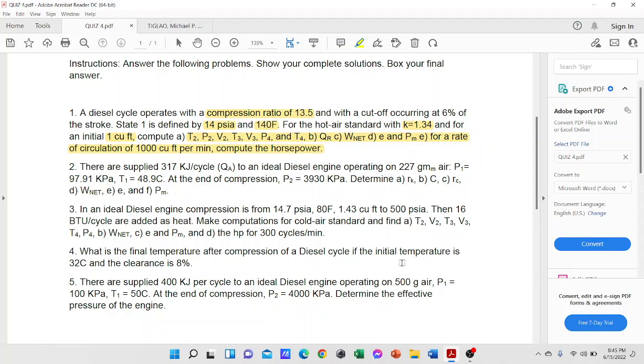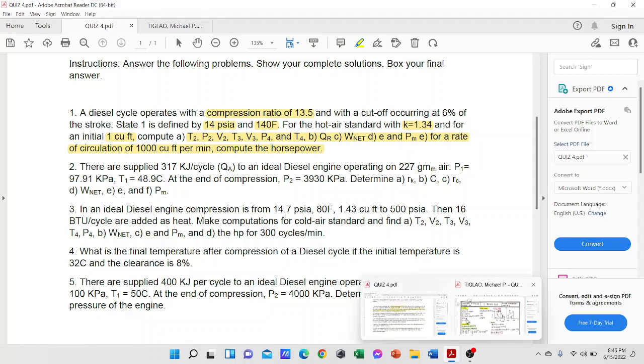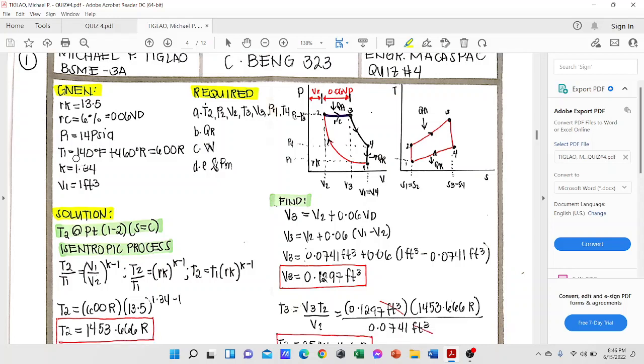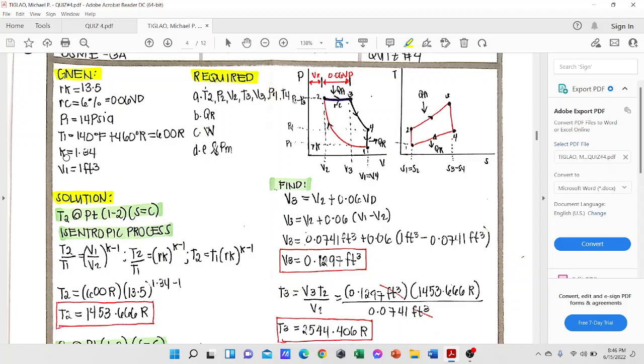So, let's look at my solution. Let me restate the givens in the problem: our rk of 13.5, rc equal to 0.06 VD, pressure 1 of 14 psia, temperature 1 of 140 plus 460, or 600 Rankine, our k of 1.34, and our V1 of 1 cubic feet. Then these are the unknowns the problem asks for.